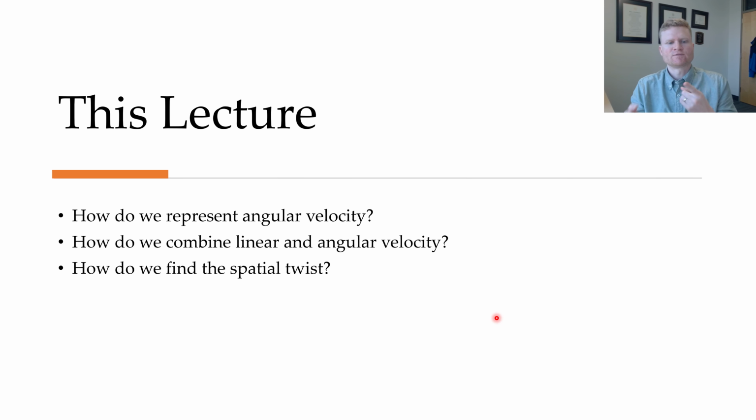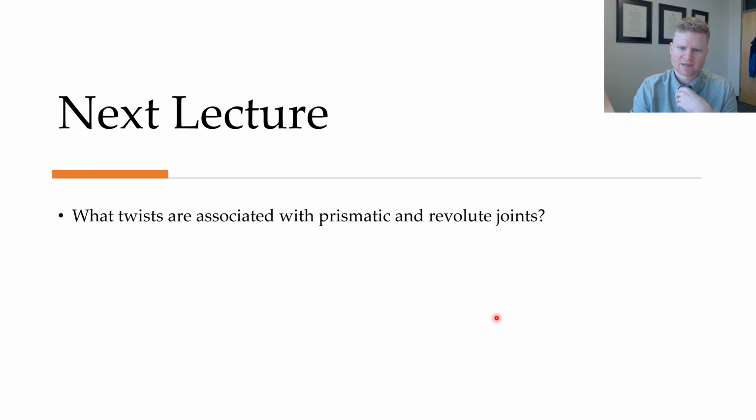Okay, so we've talked about how we represent angular velocity. We've talked about how you can do it as a vector and then convert that into a matrix. We've also talked about how you can combine angular and linear velocity together to make a twist. And then we worked hard to try to come up with this formula for the spatial twist with a bit of an unintuitive explanation. I want to make sure you take a second to reinforce your knowledge.